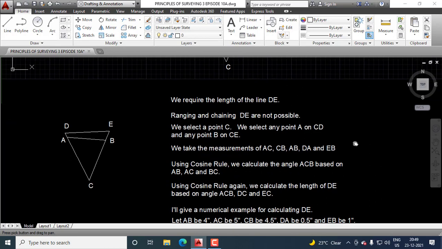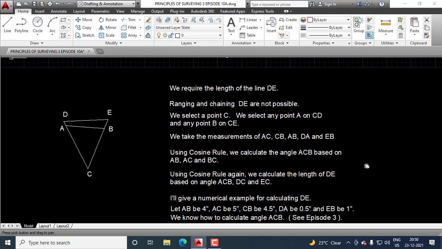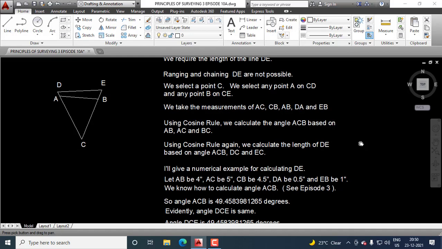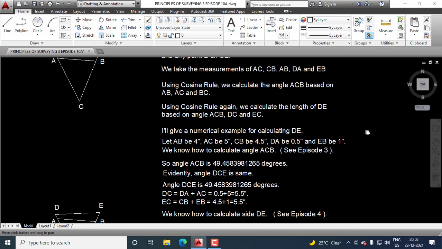We take measurements of AC, CB, AB, DA and EB. Using cosine rule, we calculate the angle ACB based on AB, AC, BC. Using cosine rule again, we calculate the length of DE based on angle ACB, DC and EC. I will give a numerical example for calculating DE.